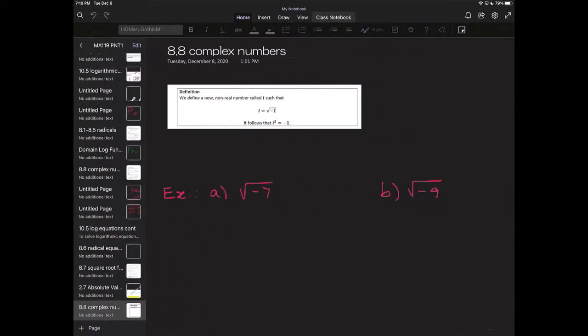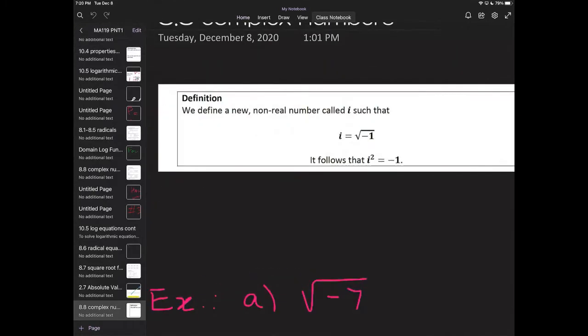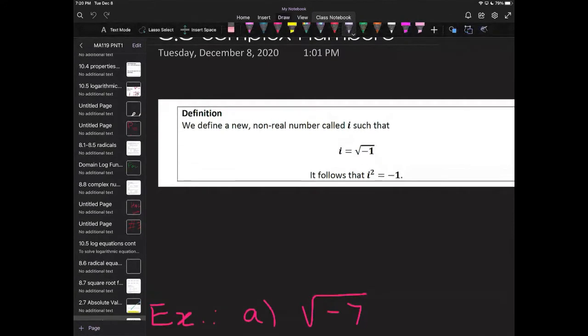Okay, so the next topic that I want to cover is complex numbers. You already covered this before when you had to solve quadratic equations, so we're just going back a little bit to that, okay? Remember that the imaginary number i is defined as the square root of -1.